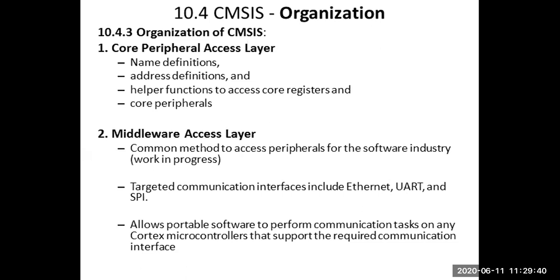Core peripheral, we are in CMSIS organization, how the layers are organized. The first one is the core peripheral access layer. Core means, in general, the entire circuit area, the entire design area. Whichever area contains the entire circuit, the entire design part, that is called core. What will that core include? Name definitions, address definitions, and helper functions to access core registers and core peripherals.